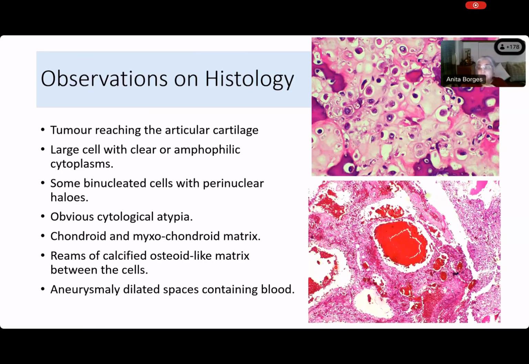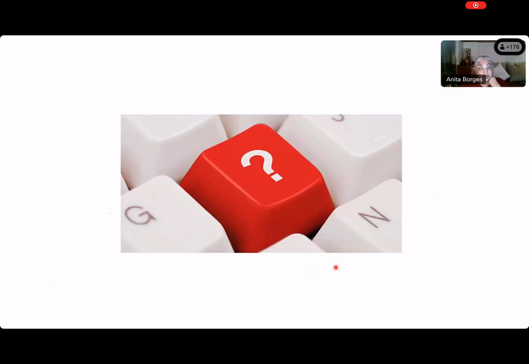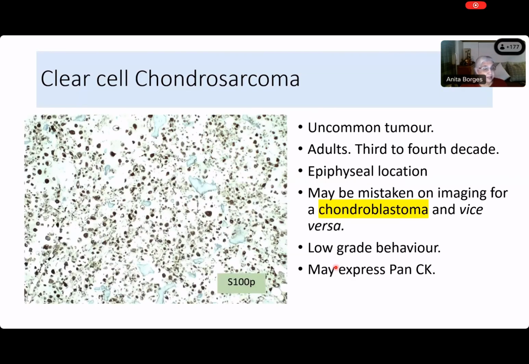So now come on, Sarangi, are you still going to call this a chondrosarcoma? Yes? And the answer is yes. It is a chondrosarcoma, but it is a particular kind of chondrosarcoma. So which kind of chondrosarcoma? This is a clear cell chondrosarcoma. It's the only kind of chondrosarcoma that arises in the epiphysis of a long bone. All right.